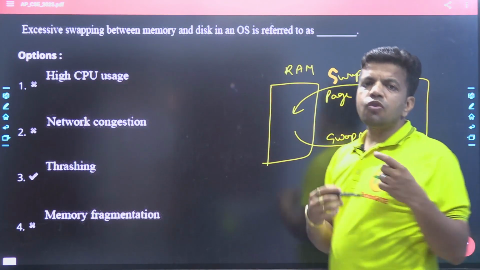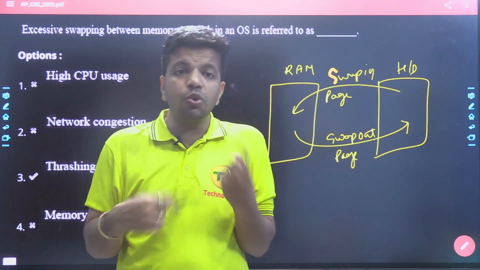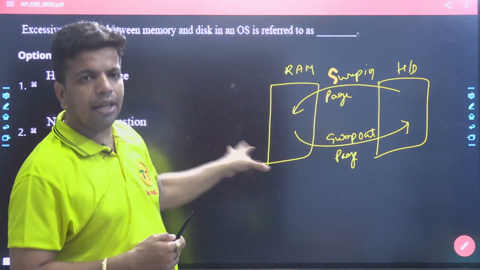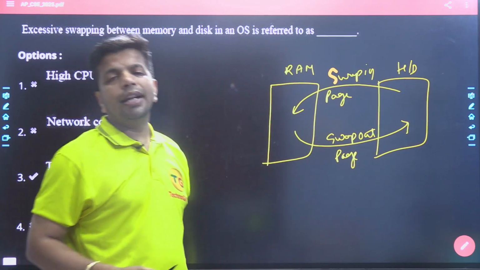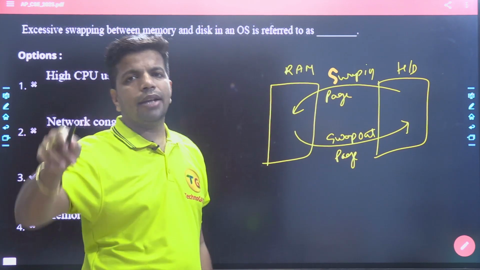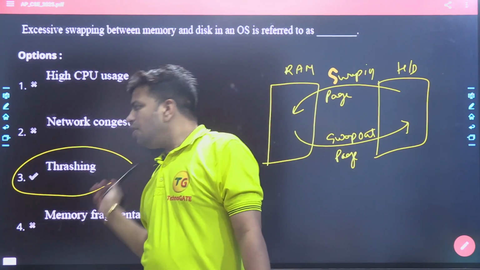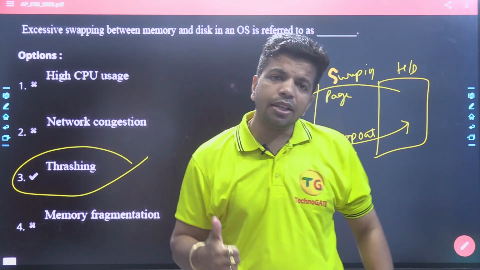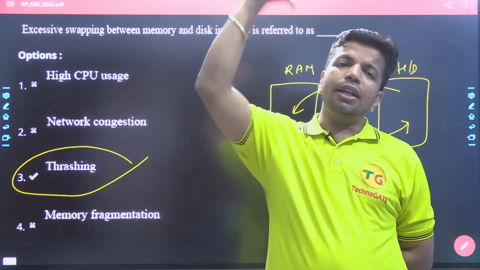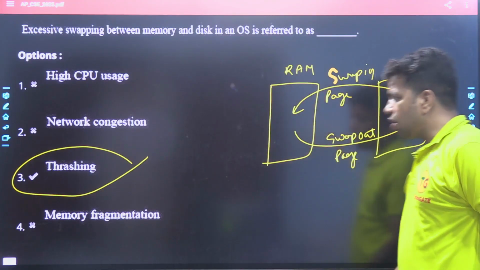If swap in and swap out happen very rapidly, a page comes here and then goes there, then here and there, and so on, it means there is only page replacement, but no execution. This phenomenon is called thrashing. When the degree of multiprogramming is very high, only page replacement is done, but there is no execution. That phenomenon is called thrashing.